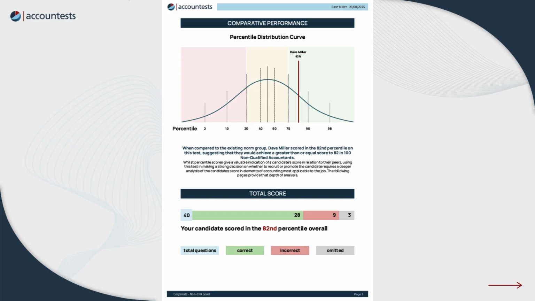In the raw scores section, the green bar is the questions they got correct, the red bar is the ones they got wrong, and the grey bar is the questions they didn't answer. We use the raw scores for all the analysis in the rest of the report.